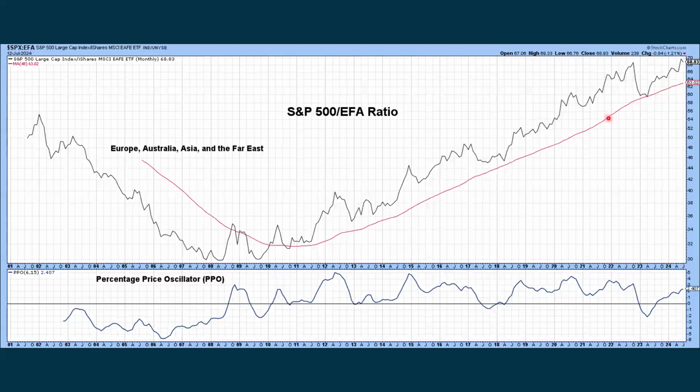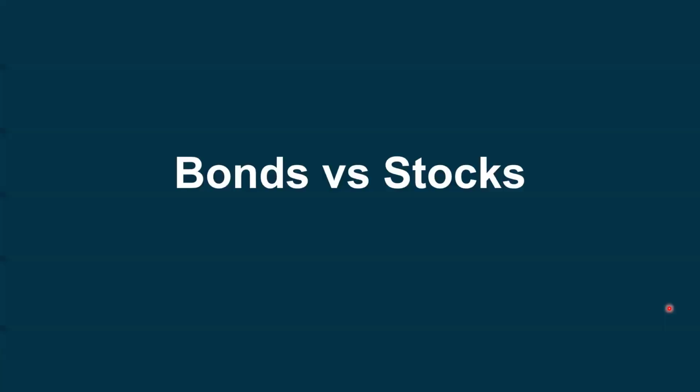This is a monthly chart where we do a similar type of strategy, but this is bigger picture where we do a ratio between the US stocks and then stocks in Europe, Australia, Asia, and the Far East. This is just showing how US stocks continue to outperform. And then on the bottom, we have a momentum oscillator here, which is also going up. And this is a monthly chart, so this is much longer term.